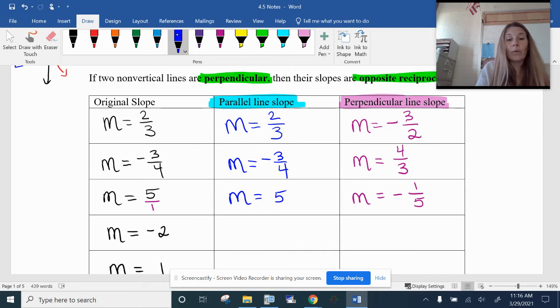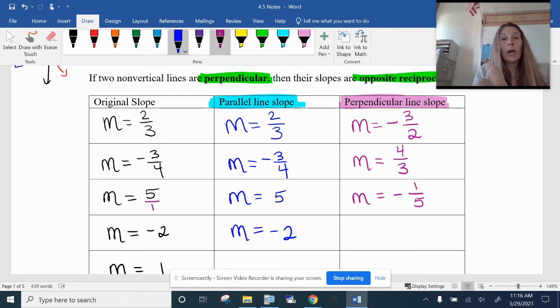Okay, next one, we have another integer here for my original slope of negative 2. A parallel line, of course, will be exactly the same. It will also be a negative 2. But if I'm going to write the equation for a perpendicular line, I'm going to have to make sure it's the opposite sign, which in this case would be positive, and then I have to write the reciprocal of 2, which would be 1 over 2.